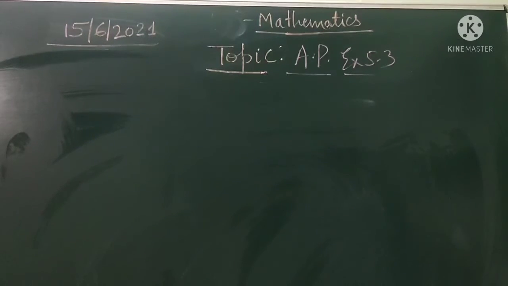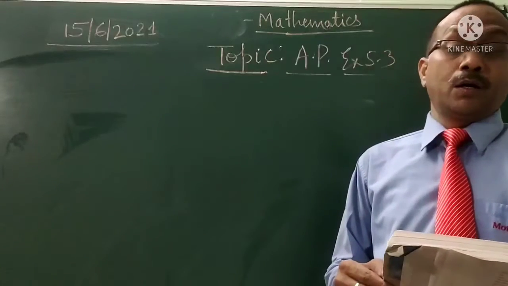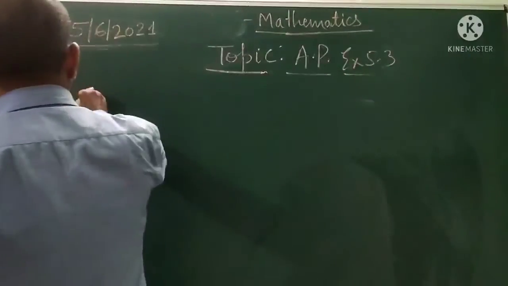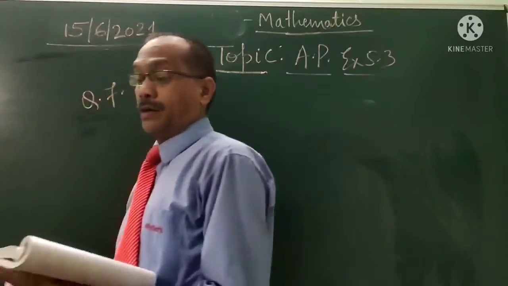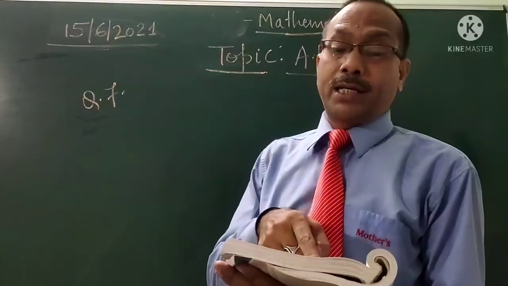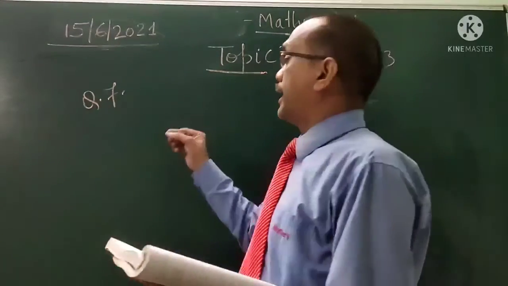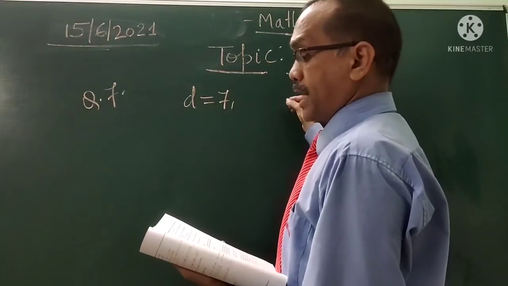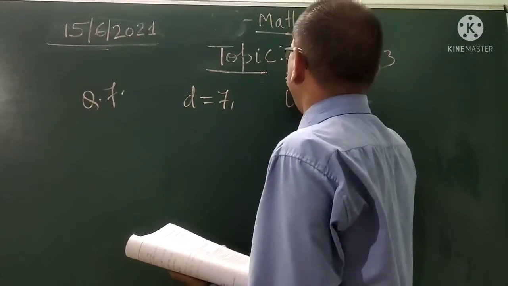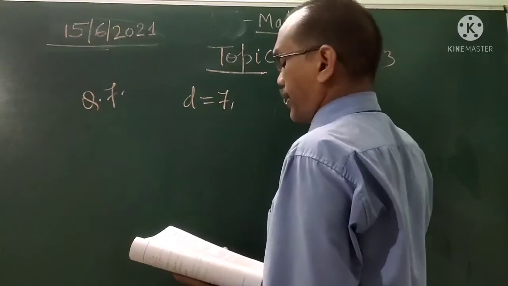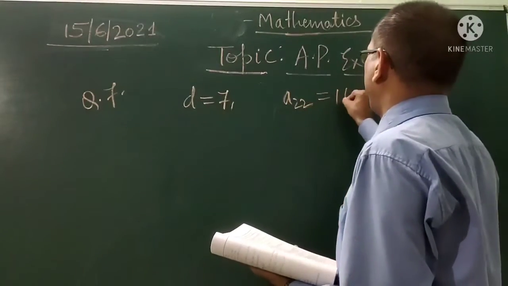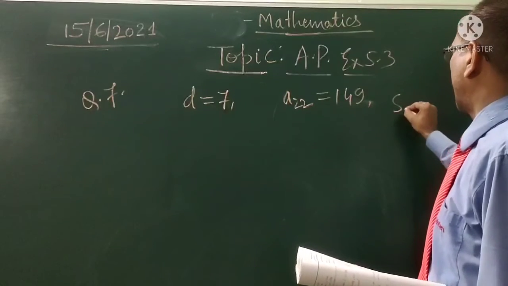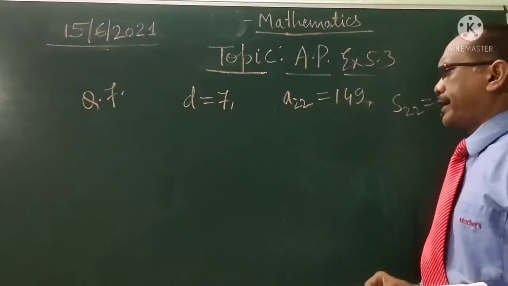Students, now next is question number 7. Find the sum of first 22 terms of an AP in which d equal to 7 and the 22nd term is, that means a22, is given 149. And you have to find S22.